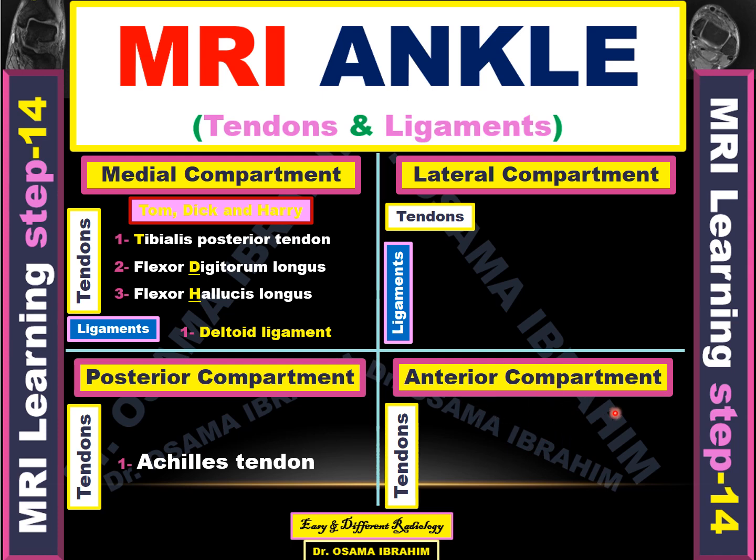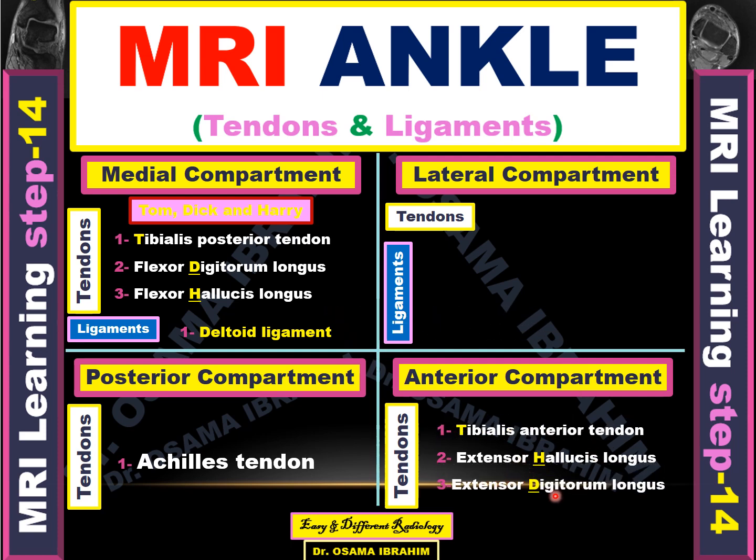What about the anterior compartment? The anterior compartment shows the arrangement of these tendons in a reverse way. The tibialis anterior tendon is the first here, from medial to lateral. The second one is the extensor hallucis longus, which comes here as the third one in the medial compartment, however here it is the second in arrangement. The third one is the extensor digitorum longus tendon, which appears here like the flexor digitorum longus. So you can remember Tom, Dick, and Harry for the medial compartment and reverse it for the anterior compartment.